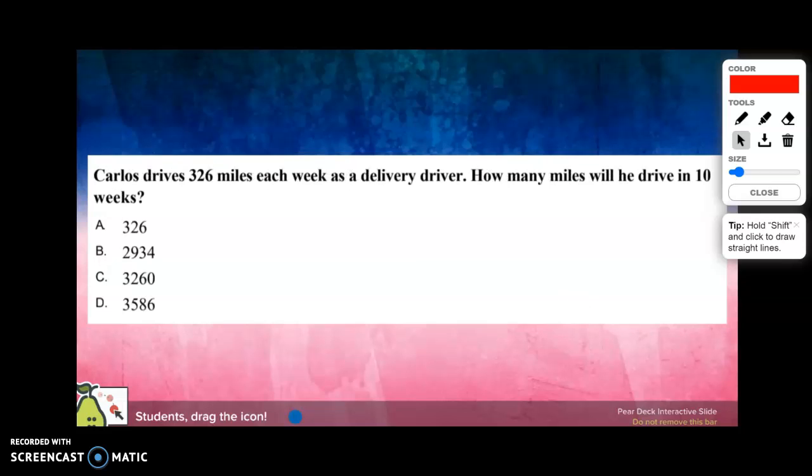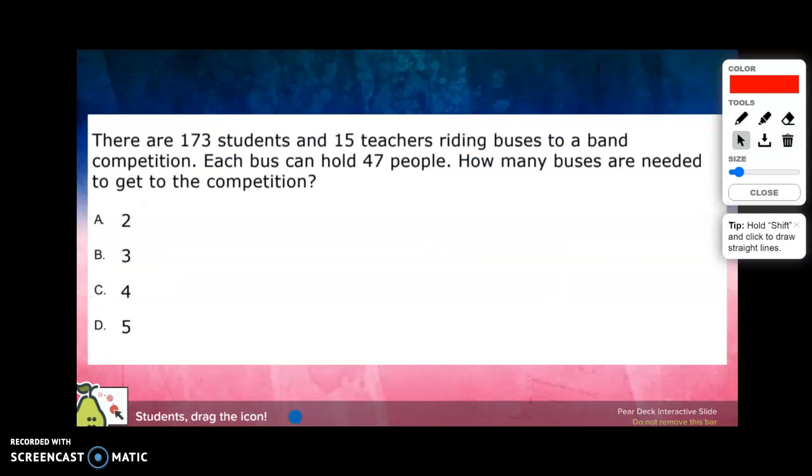Carlos drives 326 miles each week as a delivery driver. How many miles will you drive in 10 weeks? So in this case, we have to multiply by 10. But remember, if we're multiplying anything by 10, it is just going to shift to the left on our place value chart. So this won't be 326 anymore. This will be 3,260. That's only when you multiply or divide by 10.